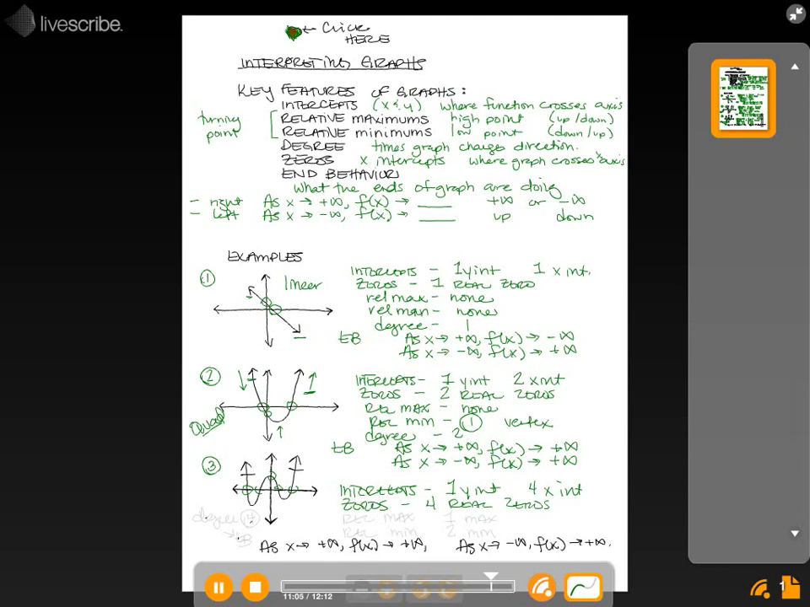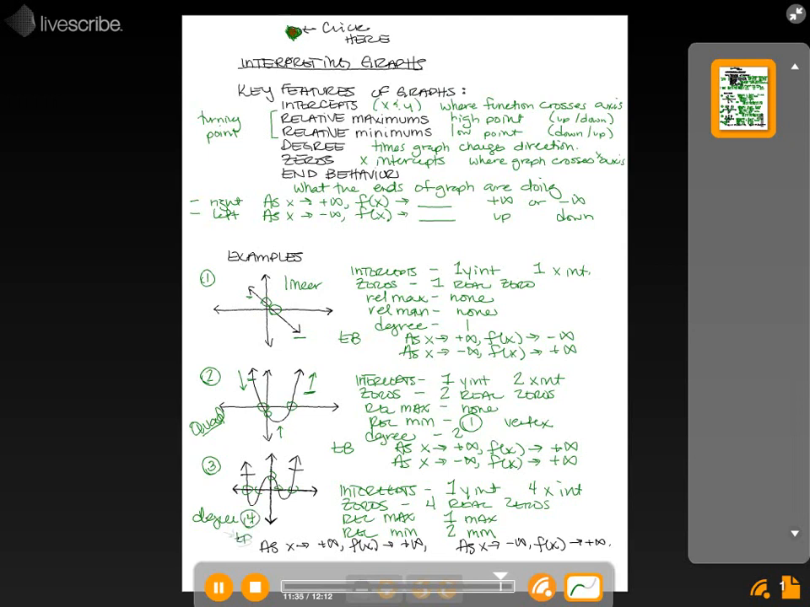The next part, relative max and relative min. Max is a high point. We have one high point here, so we have one relative max. And the relative mins are our low points. We have 2 low points, so we have 2 relative mins. And then the degree, how many times it's changing direction. I am running out of room here, so degree I'll put over here. Our degree is 4, changes direction 4 times.